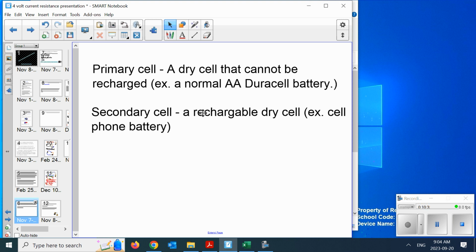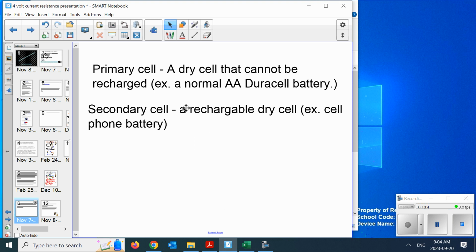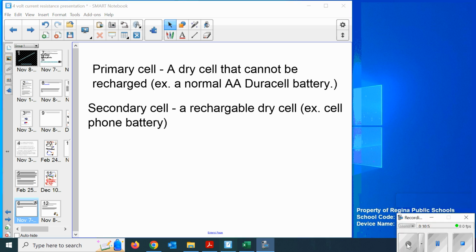A rechargeable cell, your cell phone battery, right? Every night you plug it in, maybe halfway through the day you've used up all the juice. You know about recharging batteries. I'll pause this or freeze this. Okay, are we good with this? Almost. Okay.